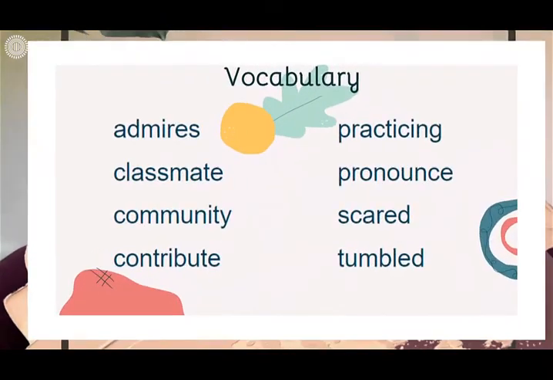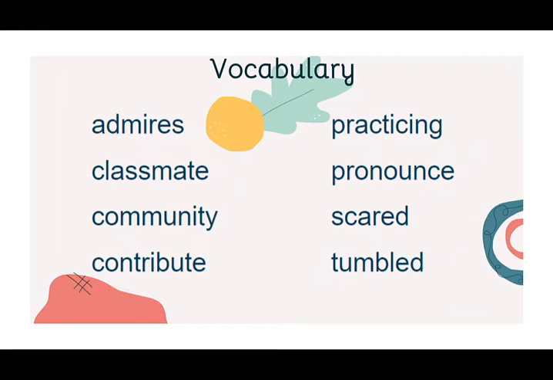So now we're going to start with our vocabulary list. This is our vocabulary list. I have the word admires, classmate, community, contribute, practicing, pronounce, scared, and the last word is tumbled.